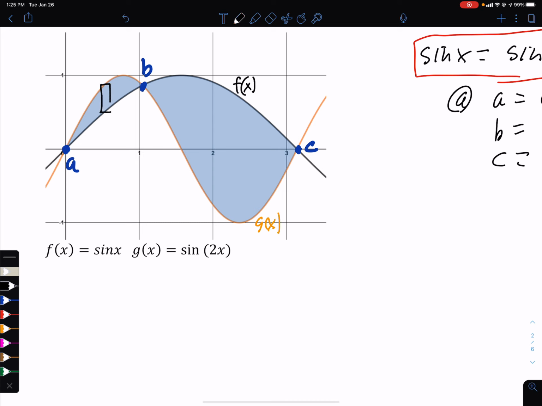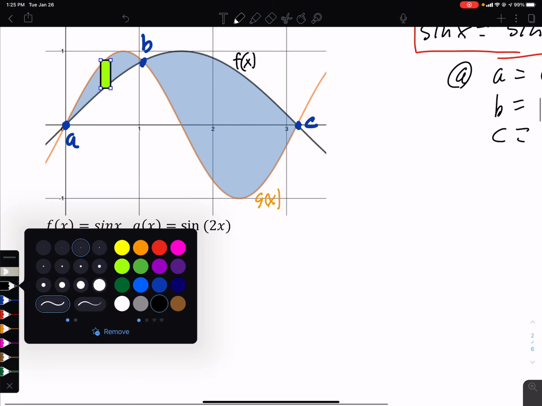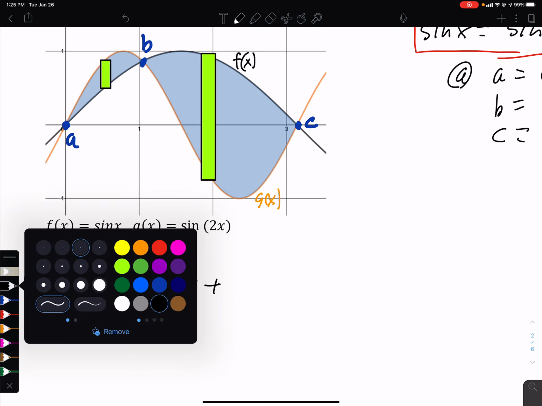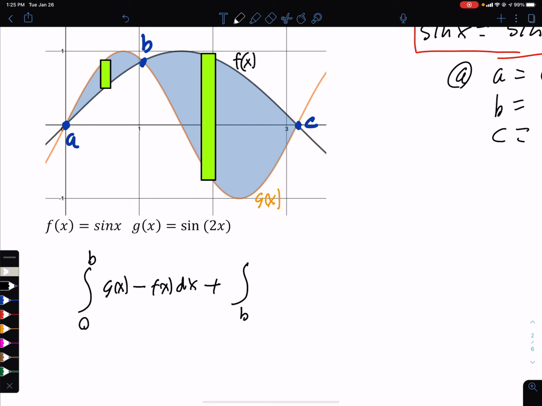So in this region, that first rectangle, I'm going to add up all the rectangles from A to B. A was 0 and B is B. I stored that. And the big Y is the gold, g of x, minus the small y, which is the black, f of x, dx. And then I need to add these rectangles. So those rectangles, I'm going to start at B and end at C. And I believe I stored that as C, if I remember right. And that's going to be f of x minus g of x.